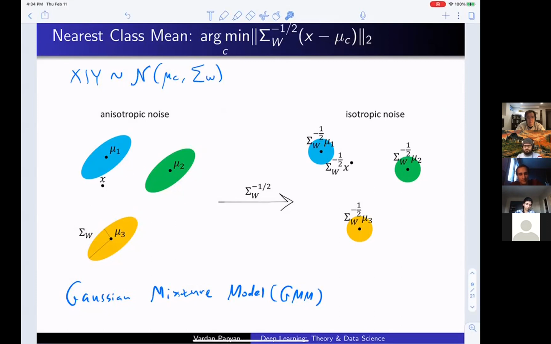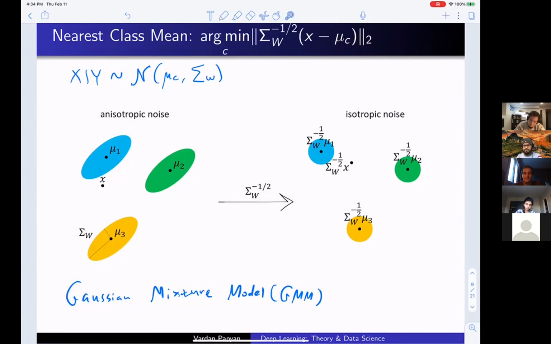Now imagine you transform everything by multiplying it by sigma to the minus half, right? That's what is written here. As a result, your class means become sigma w to the minus half multiplied by mu1, sigma w to the minus half multiplied by mu2, and so on, right? So how would you call this procedure? I don't know if it's a bit politically incorrect, but back in the day, this was called whitening. But I guess you can also call it sphering, because it makes the distribution spherical, right?